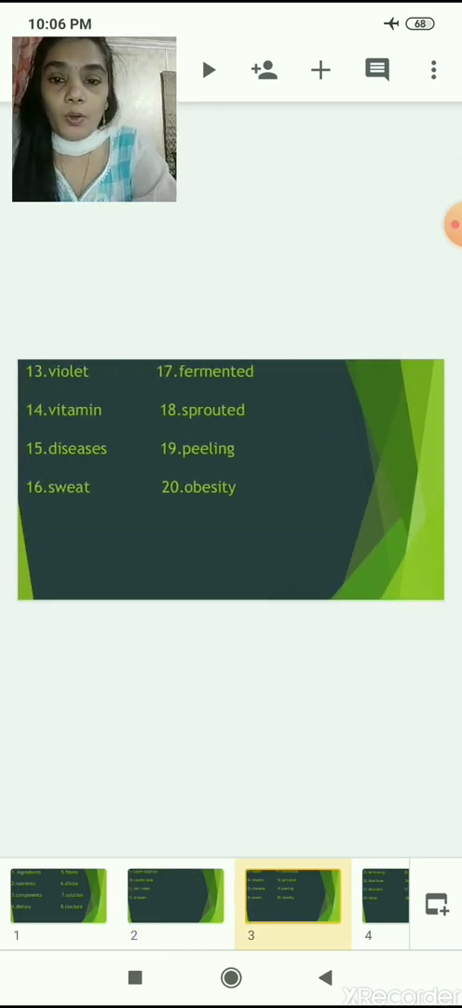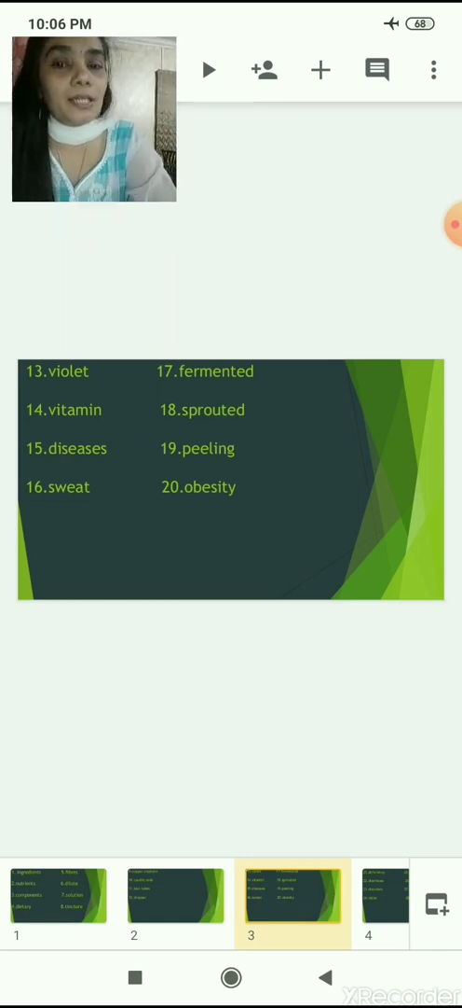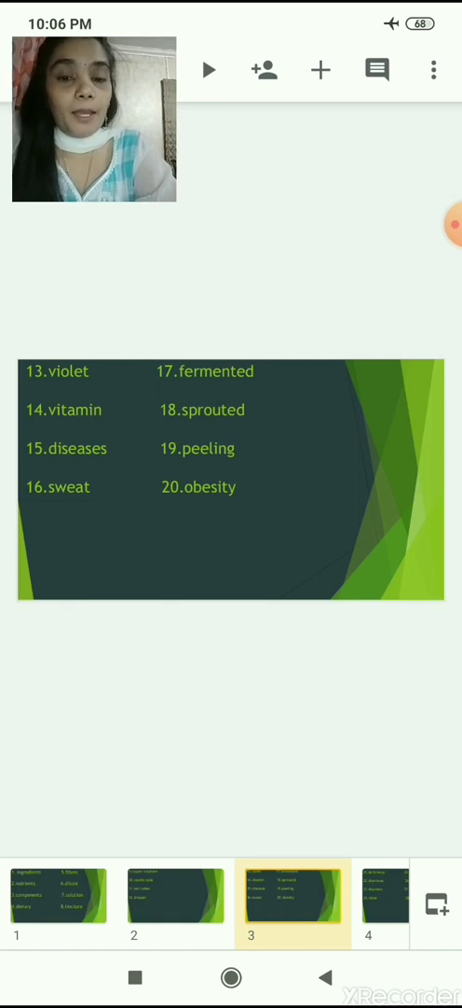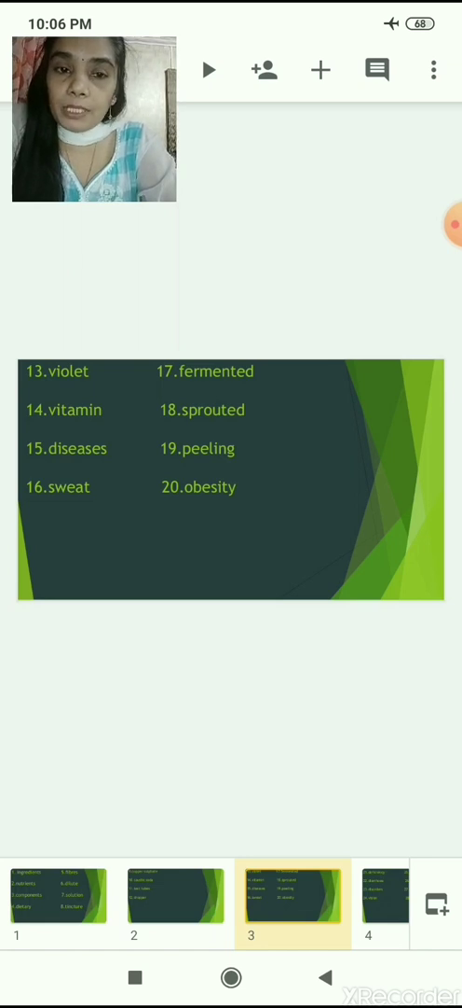Violet, vitamin, diseases, sweat, fermented, sprouted, peeling, obesity. Once again children: violet, vitamin, diseases, sweat, fermented, sprouted, peeling, obesity.